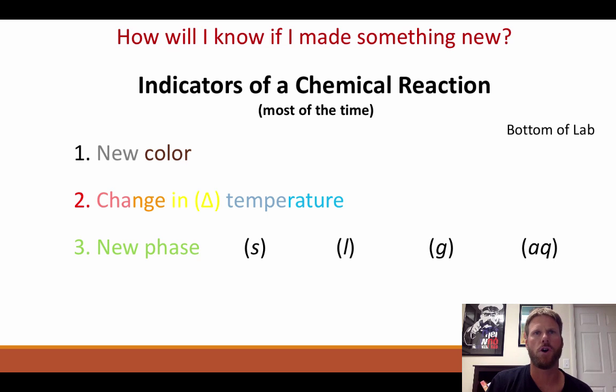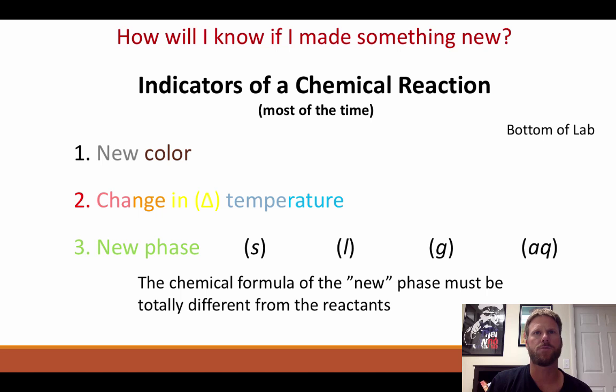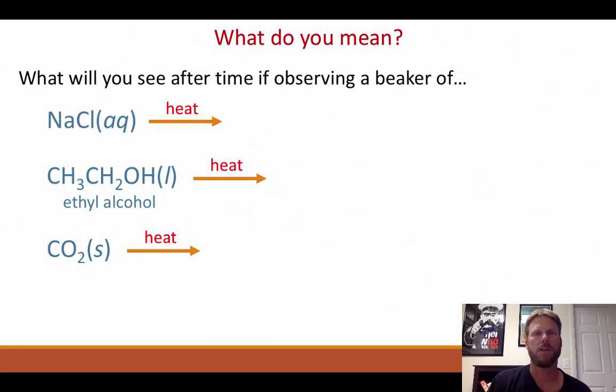It is important to note that if a new phase is produced, the chemical formula of the new substance must be totally different from any other formulas in the reactants. Now I know what you're saying. What do you mean? Well, here's a couple examples. If I were to have a beaker of salt water and I heated it up, after a period of time, what observation would you make?